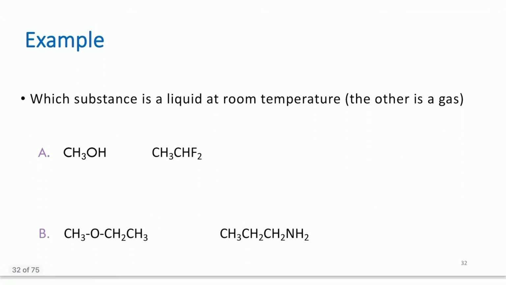Which substance is a liquid at room temperature? The other one would be a gas. To look at these, you would have to think about their structures. If I have CH3OH, that's methanol. It's an alcohol. It's known as wood alcohol, and it's what people drank during Prohibition. Everything has LDFs. This is polar, so it has dipole-dipole. And it follows the rules for hydrogen bonding.